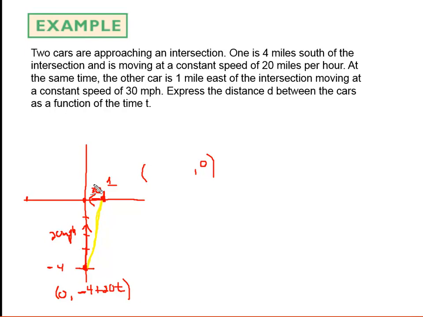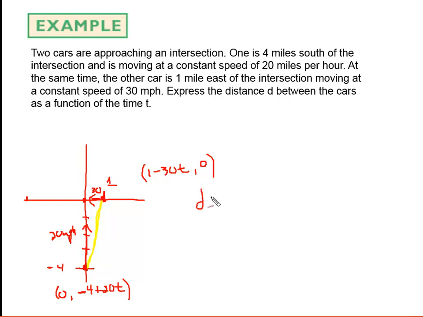Right? After 2 hours, I've traveled 30 times 2, which is 60 units in this direction. So I'm at 1 minus 60, right? That would give me the -59 that I would be at. So in general, after t hours, I've traveled 30 times t, and I'm going to have 1 minus 30 times t. That's going to be the x-coordinate there. Now, the reason that I made these ordered pair connections is because now I can use the distance formula. Remember, I'm trying to find the distance between these 2 points over time.